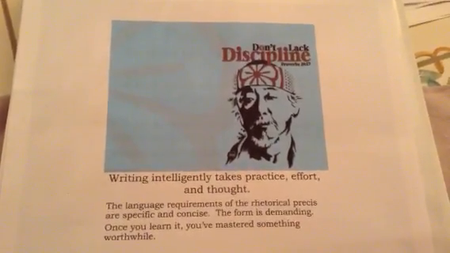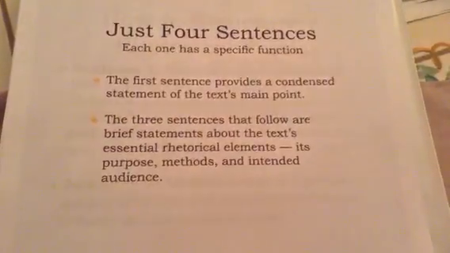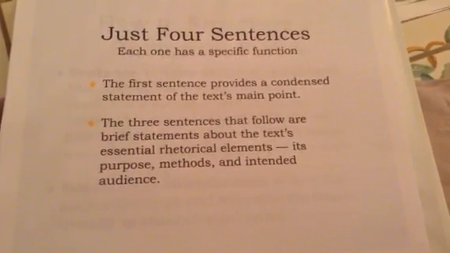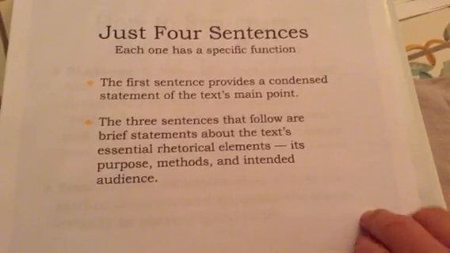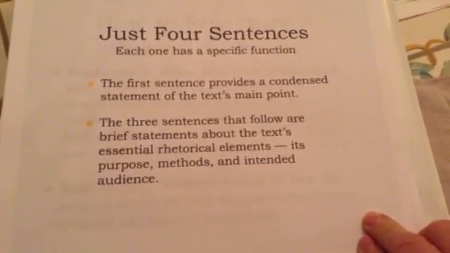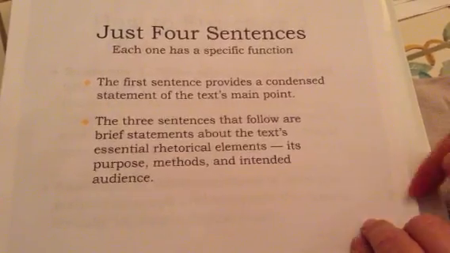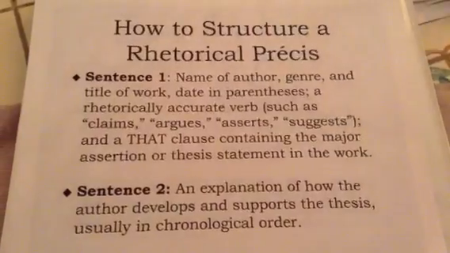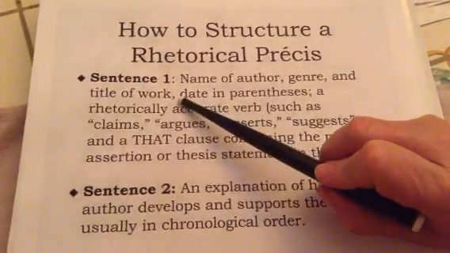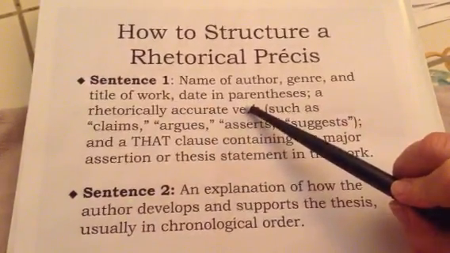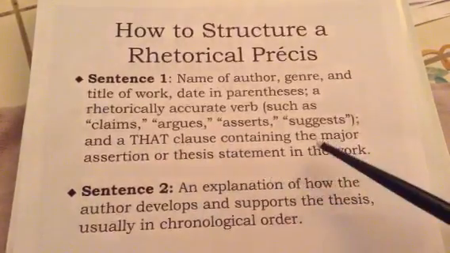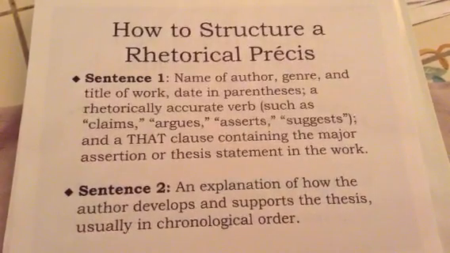There are 4 sentences, not 3, not 5, but 4. These sentences provide a condensed statement of the text's main point, the summary part, followed by brief statements about its essential rhetorical elements, its purpose, methods, and intended audience. Each sentence has a highly specific function. Sentence 1: name of the author, the genre, the title of the work, the date in parentheses, a rhetorically accurate verb, and a that clause, which has the major assertion or thesis statement of the work.